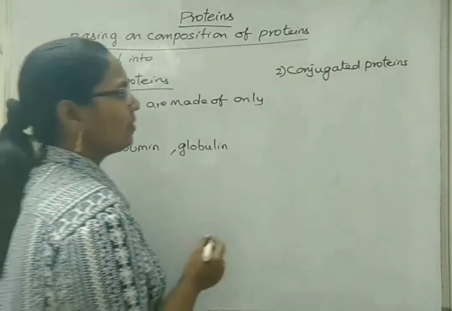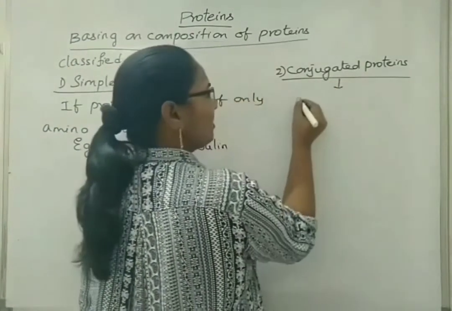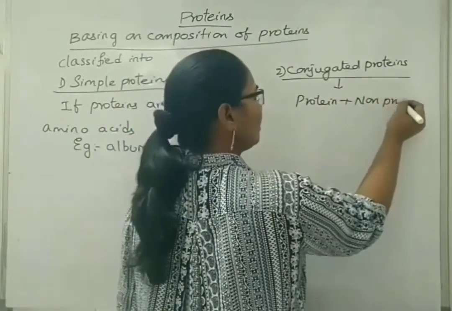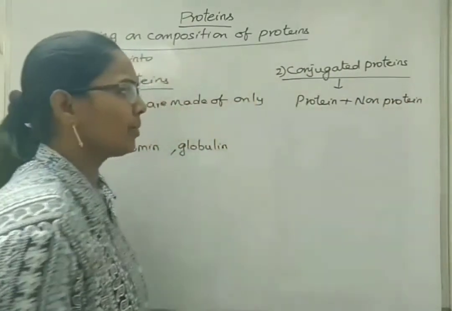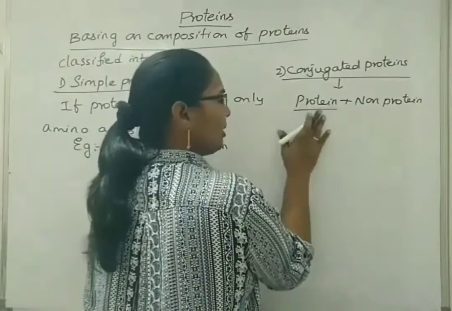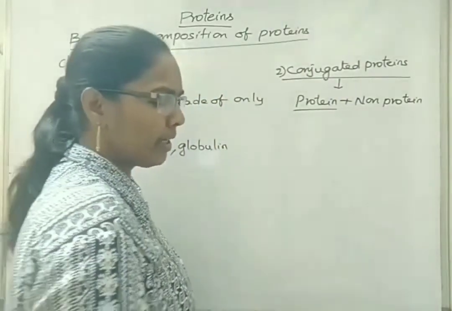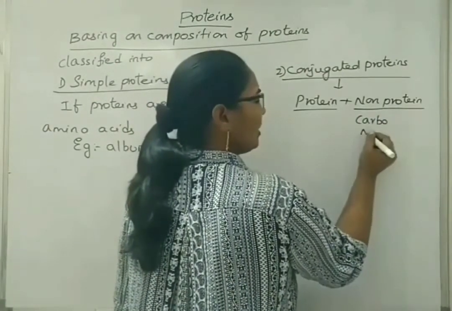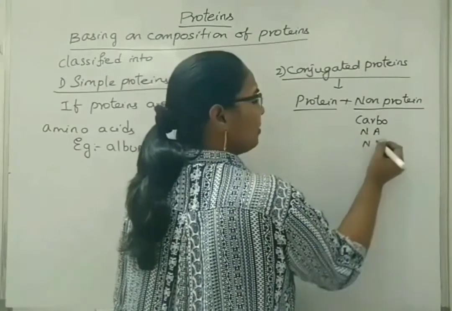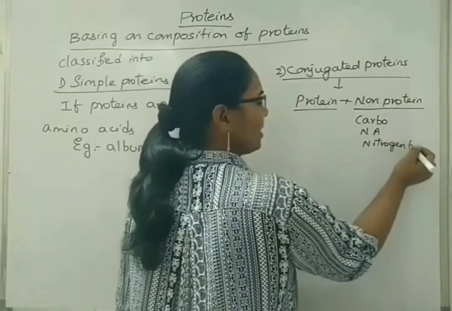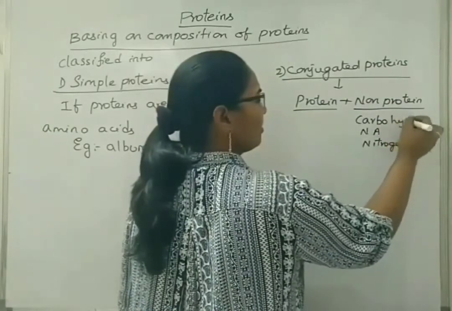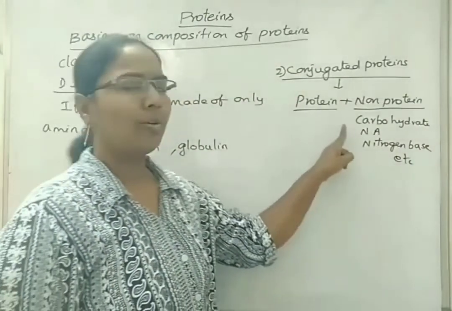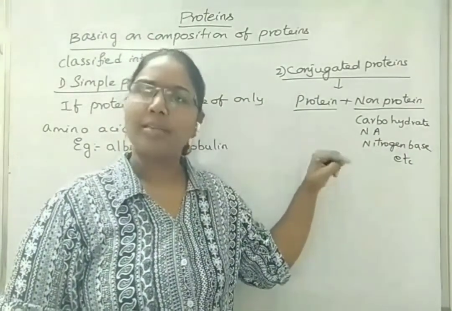Next, another type of amino proteins are conjugated, means protein part plus non-protein part is included in conjugated proteins. So, proteins we know are nothing but combinations of amino acids, but this non-protein part can be a carbohydrate, or it can be a nucleic acid, or it can be a nitrogen base, etc. It can be anything. So, basing on the combination of non-protein part with that of protein part, the names are different.